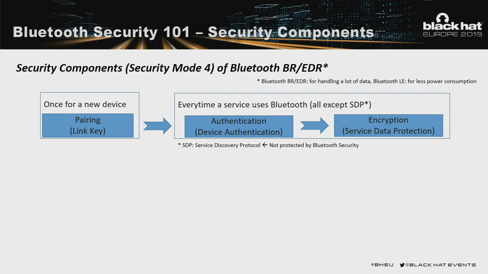Let's look at what happens when you buy a new Bluetooth device. Let's assume that you bought a Bluetooth keyboard for better typing for your smartphone. The first thing you need to do is to pair your new keyboard to your smartphone, and then the secure pairing mechanism works and a link key is generated. After that, every time we connect our Bluetooth keyboard to our smartphone, the authentication happens first using the link key, and then every message in the Bluetooth is encrypted.